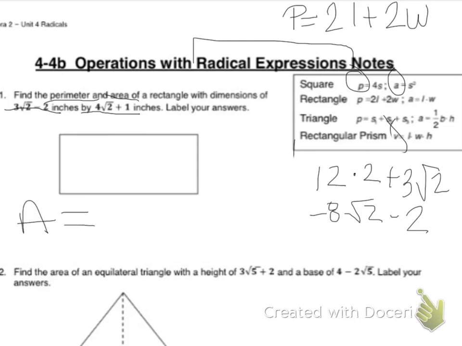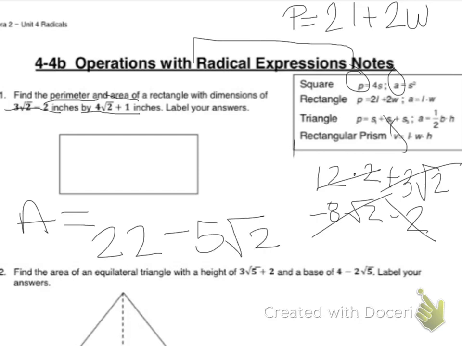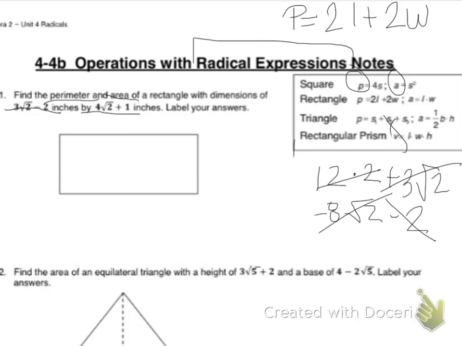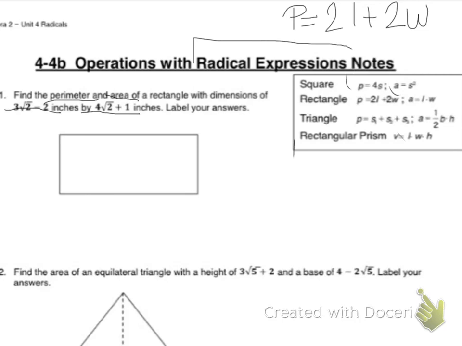So your area would equal 12 times 2, which is 24, minus 2, which would be 22. And then negative 8 square root of 2 plus 3 square root of 2 would be negative 5 square root of 2. And that would be your area for this rectangle. Now we're going to move on to the next problem here in a second.